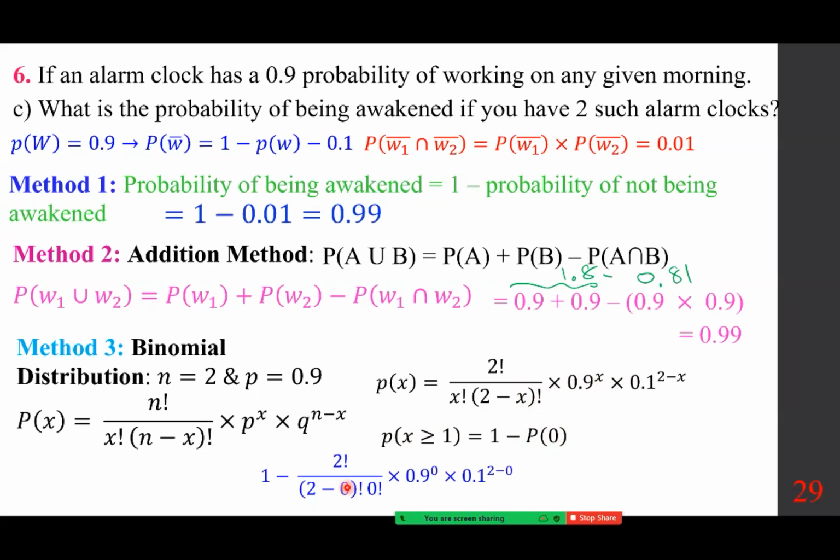When you do that, this becomes 2 factorial over 2 factorial, which is 1. 0.9 to the power of 0 is 1. So 0.1, this is what I meant when I put it last time. Q is 0.1 to the power of 2. So this is 1. This is 1. This is 1. And this is 0.1 to the power of 2, which is 0.01. 1 minus 0.01 is the answer, which is 0.99.